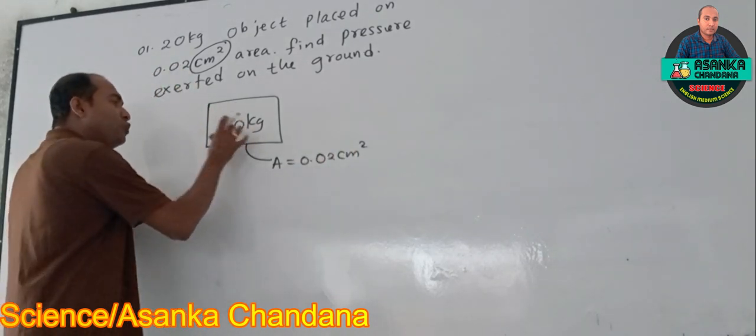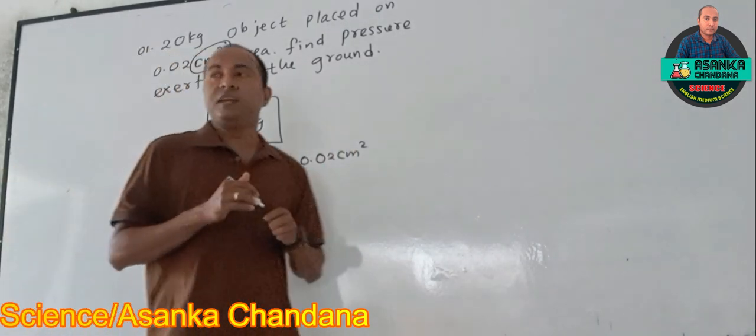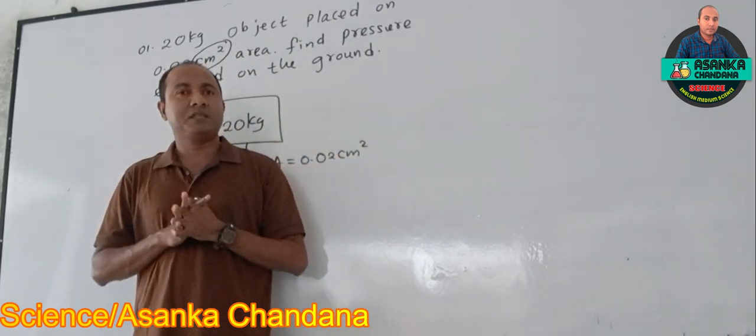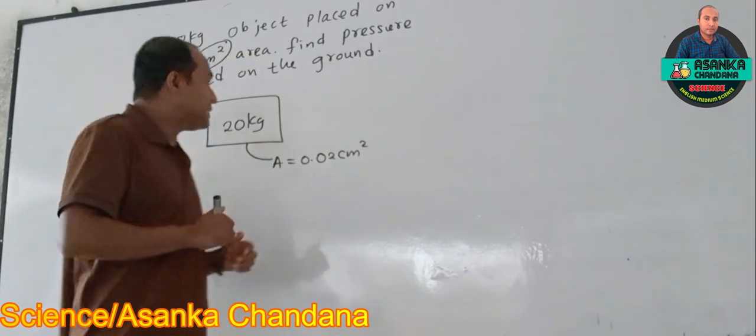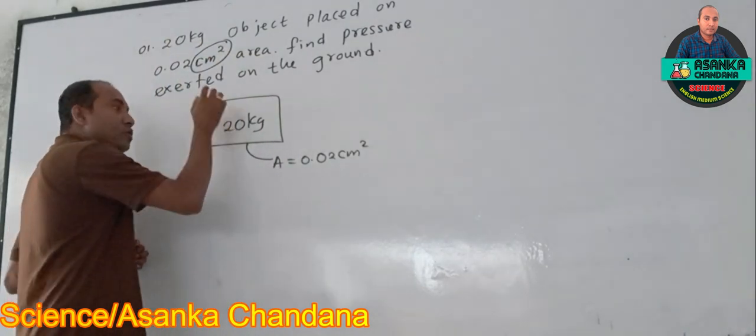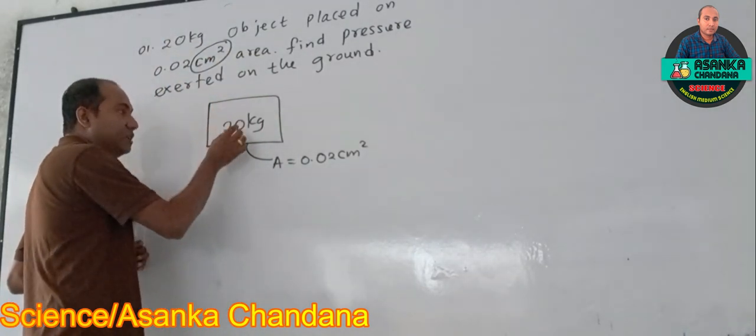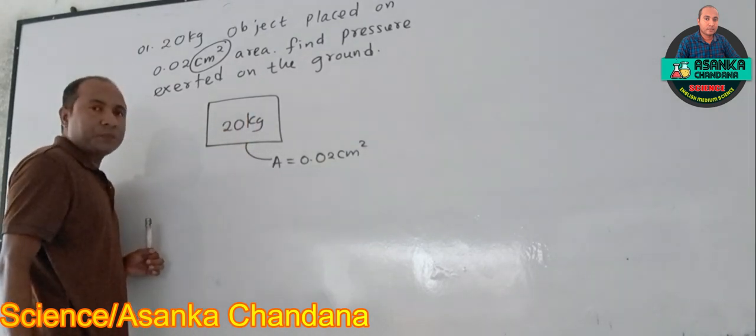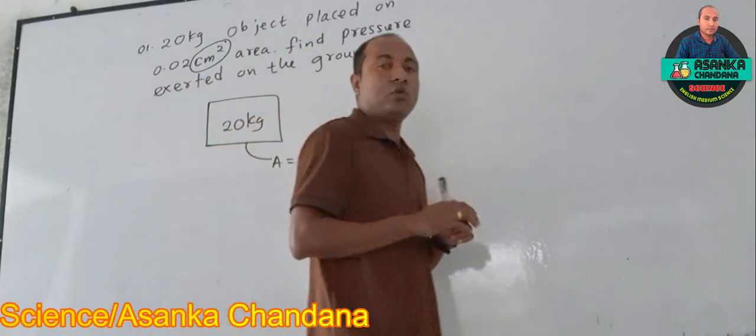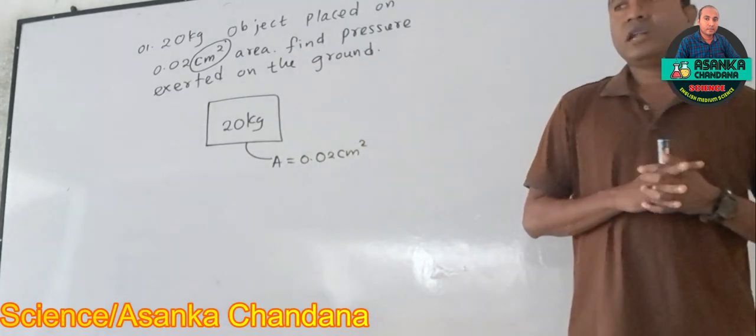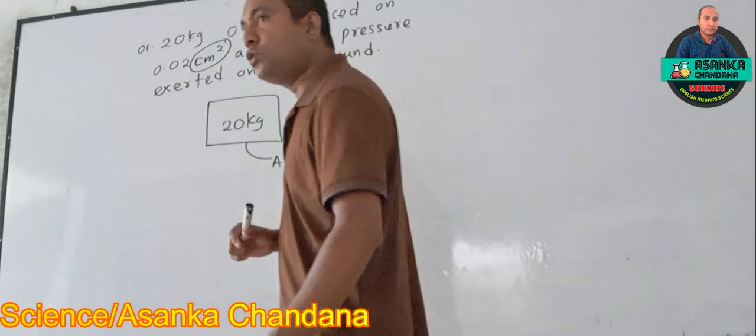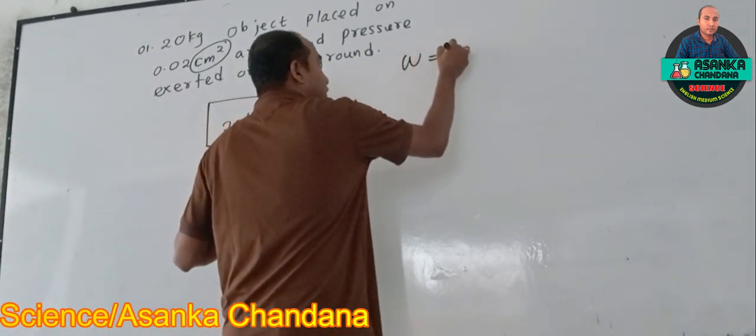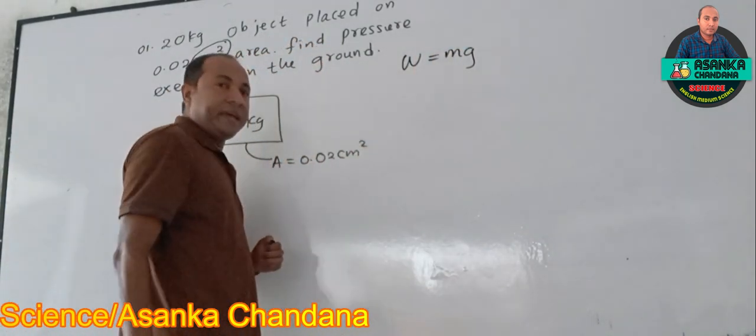Right. Then how to exert the pressure? When 20 kilogram object placed on the area, how to exert the pressure? Pressure is exerted due to the weight of this object on this area. What is the weight? If the mass is 20 kilogram, what is the weight? Last day I have told you the method to how to find the weight. What is the equation used for this? W is equal mg used to find the weight.